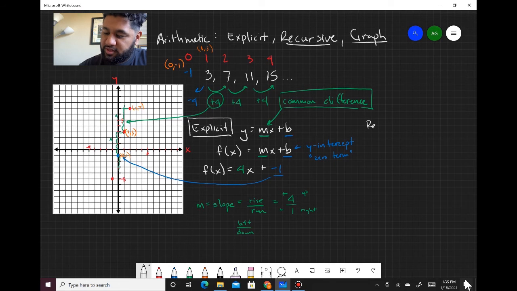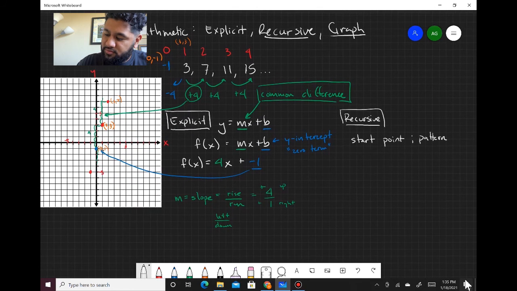Now here's the tricky equation, our recursive equation. I talked about this in the first video, but the recursive equation, if you remember, needs a starting point, and it needs a repeating pattern. Okay, so your start point can be any of the terms given.